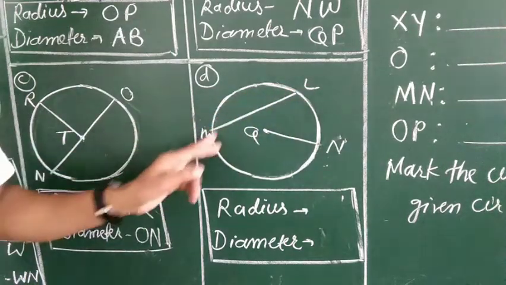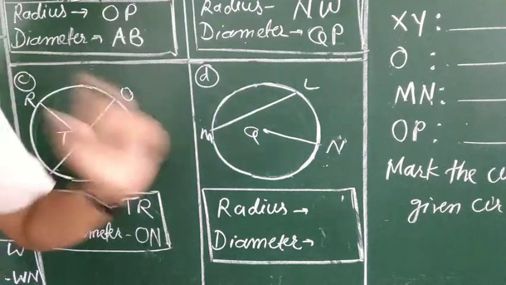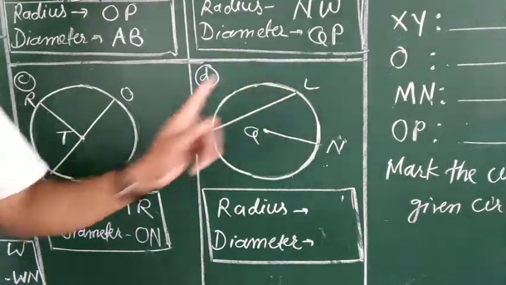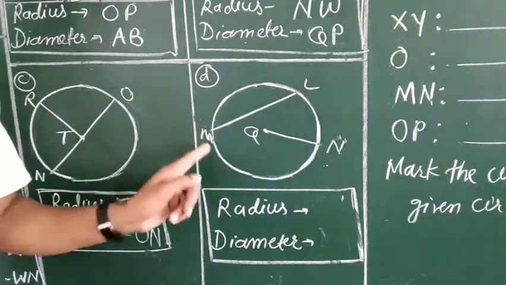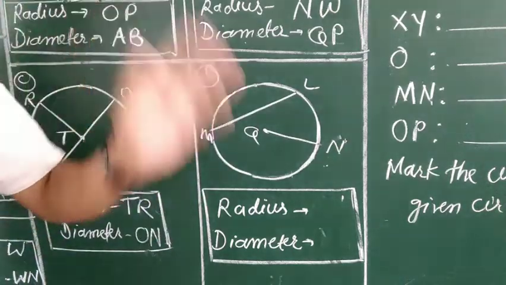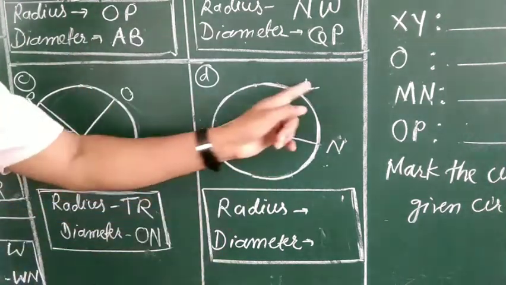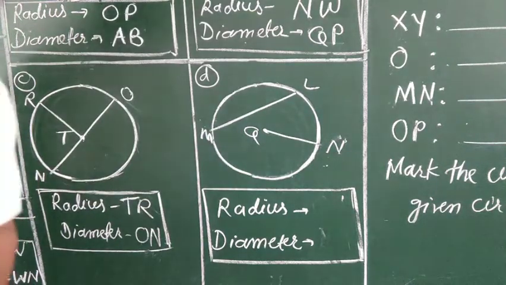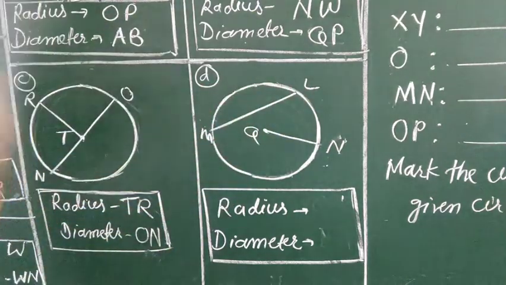See, it is also joining 2 points of the circle, but still it is not a diameter. Children, LM: L is one point, M is another point. It joins these 2 points on the circle, but LM is not a diameter. Why? Because this LM does not pass through the center. It does not pass through the center, therefore it is not a diameter.